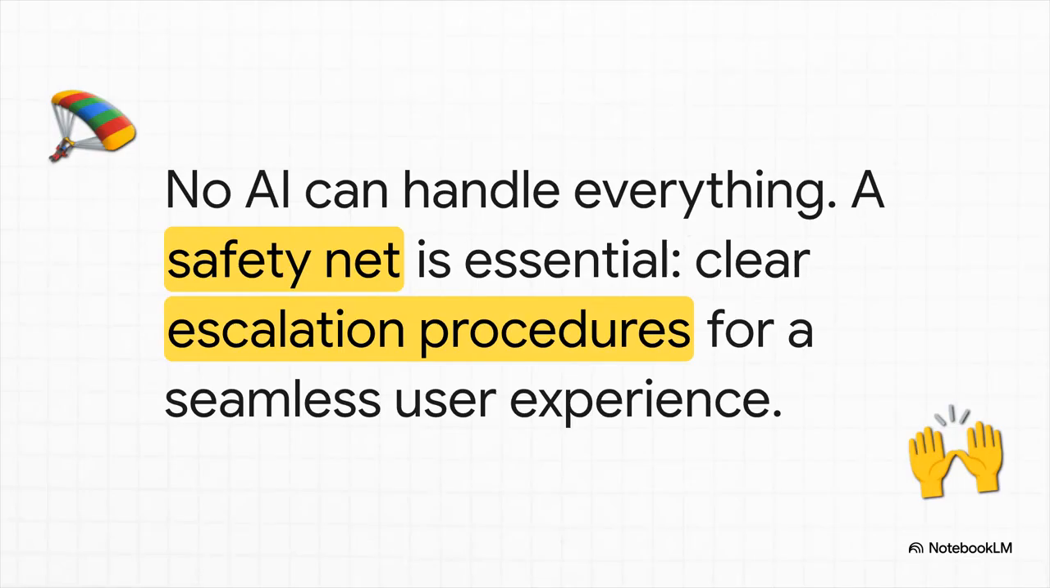Let's be real for a second. No AI is perfect. Sooner or later, it's going to run into a problem it just can't solve. A user might get frustrated, or maybe they'll ask a question that's way outside its expertise. And that's exactly why every single AI needs a safety net. And that safety net? It's a clear, simple escalation procedure.